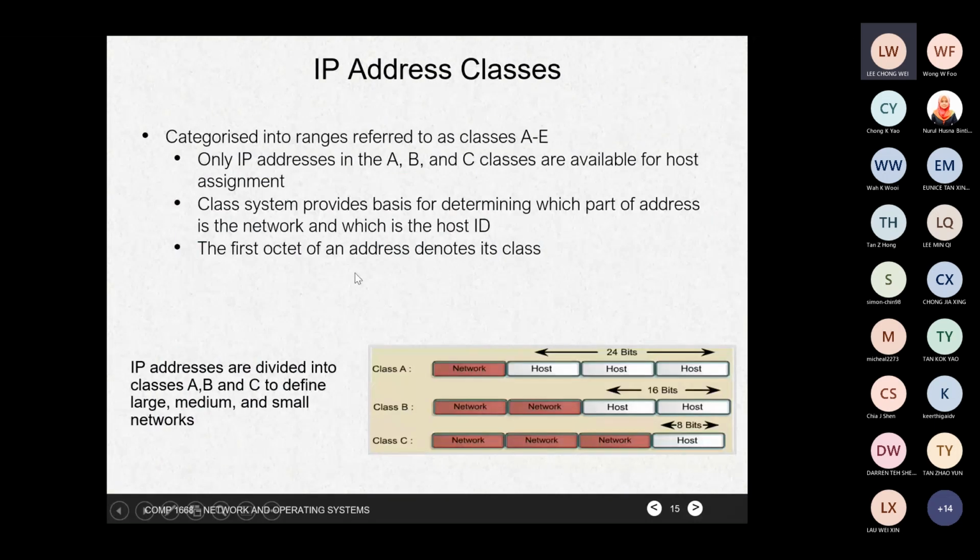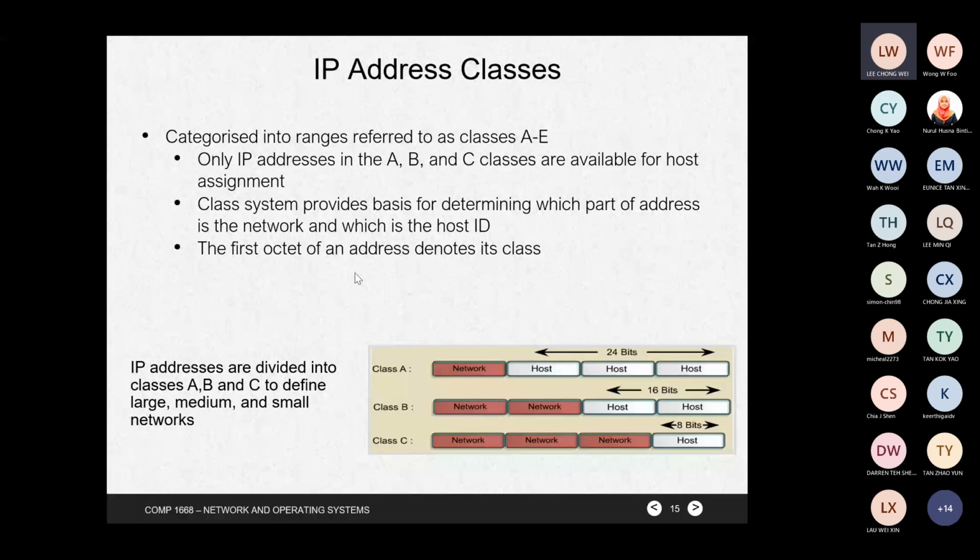Okay, next we're going to go into a few classes of IP addresses, but mainly this refers to IP version 4 rather than version 6. IP addresses can be categorized into a few classes, A to E, but the common ones are A, B, C. D and E have other functions or purposes. So the important ones are A, B, C.